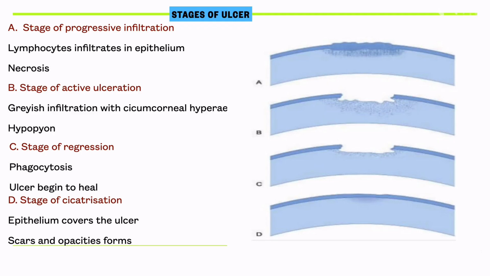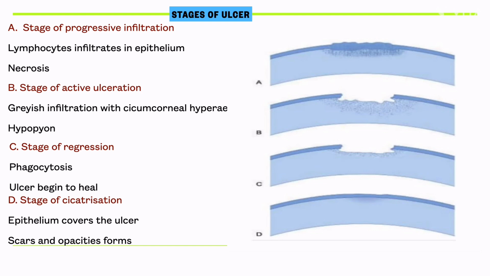Then stage C, which is a stage of regression. The host immunity and appropriate treatment begin to control the infection. A demarcation line develops, inflammatory cells phagocytose organisms and necrotic debris, and epithelial healing begins from the ulcer margins. The ulcer can appear to enlarge briefly as devitalized tissue is removed.